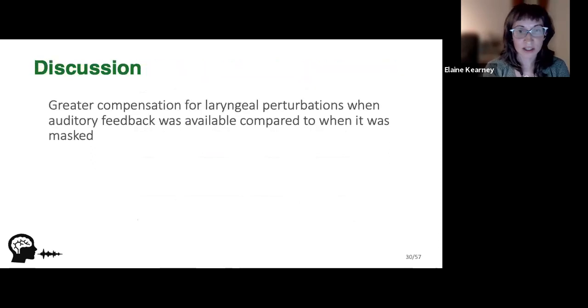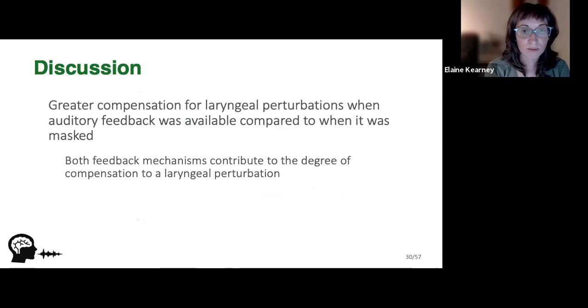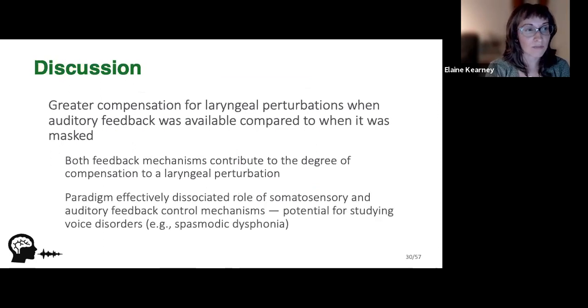So looking at these results in just a little bit more detail, we saw the greatest compensation for laryngeal perturbations when auditory feedback was available compared to when it was masked. This suggests that both feedback mechanisms are contributing to the degree of compensation to a laryngeal perturbation, and that's why we see a greater compensation overall. It also suggests that the paradigm effectively dissociated between somatosensory and auditory feedback control mechanisms. And this really opens up the potential for using this paradigm for studying voice disorders, especially disorders where these feedback loops are implicated, such as in spasmodic dysphonia.